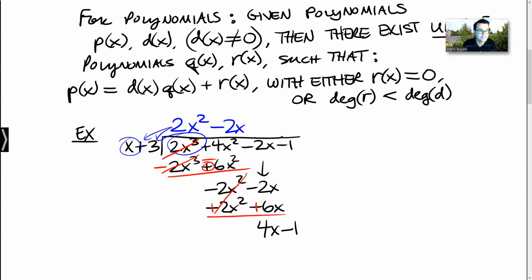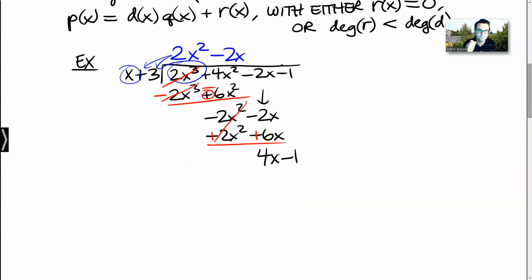Now, are we done? No, because they're the same degree. I have to keep going till I get a smaller degree. Well, smaller degree than linear has got to be a constant. So I keep going. X goes into 4x 4 times, so plus 4. 4x plus 12. And then minus, so I get minus 13.